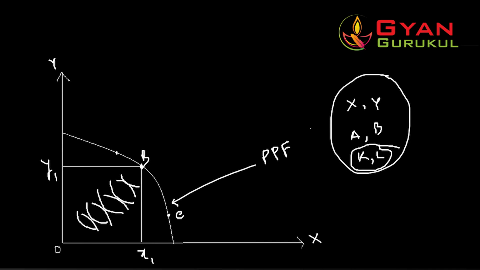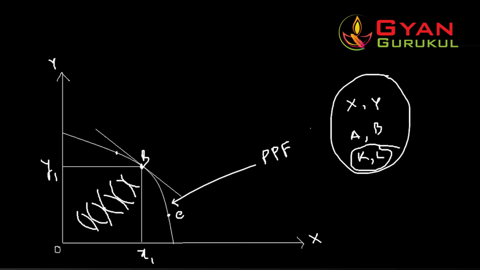Now that we have the indifference curves of A and B, we will see one thing. First we have to check the slope of the production possibility frontier at this very particular point. Let's say this is the slope of the production possibility frontier at point B.